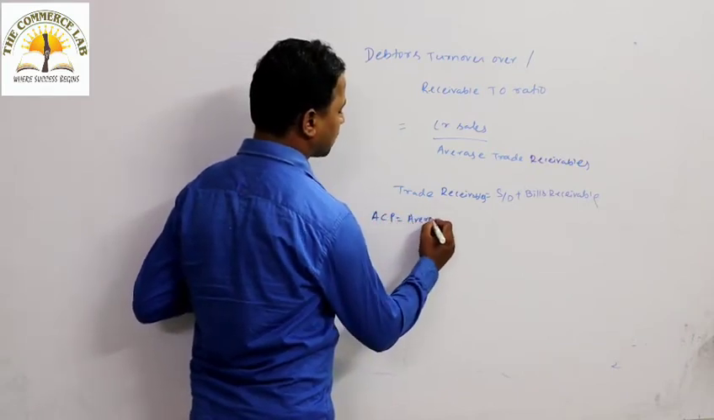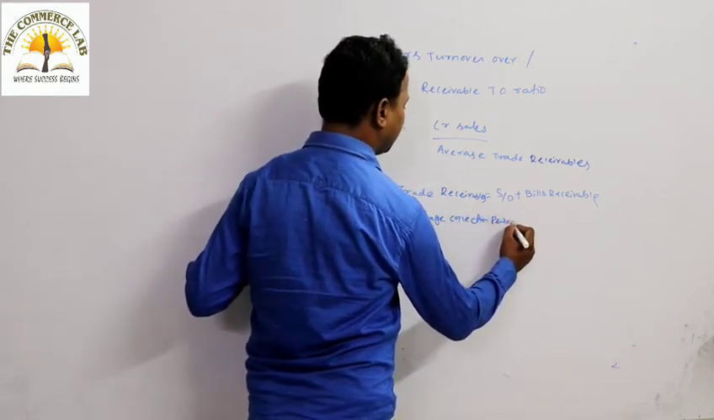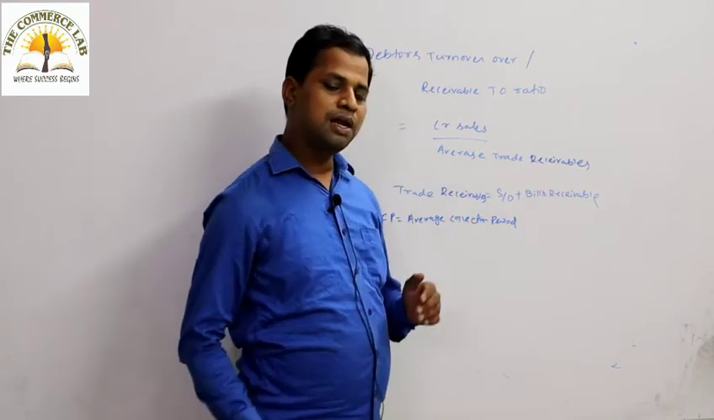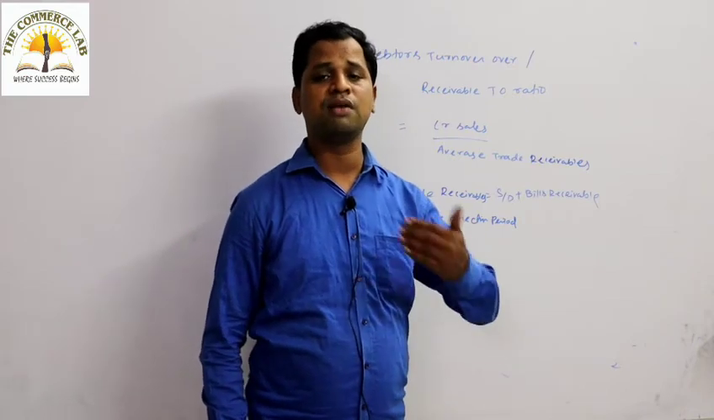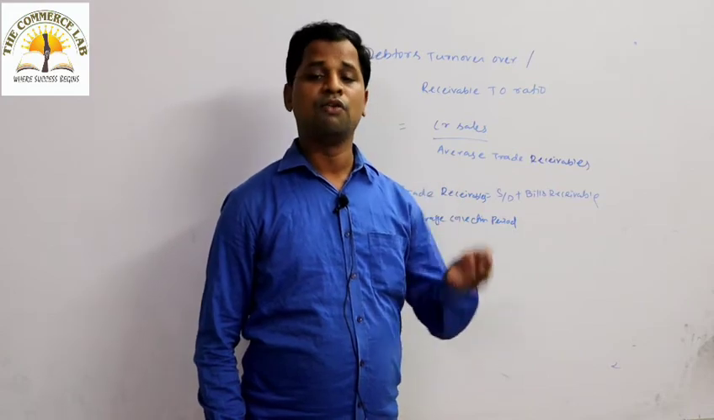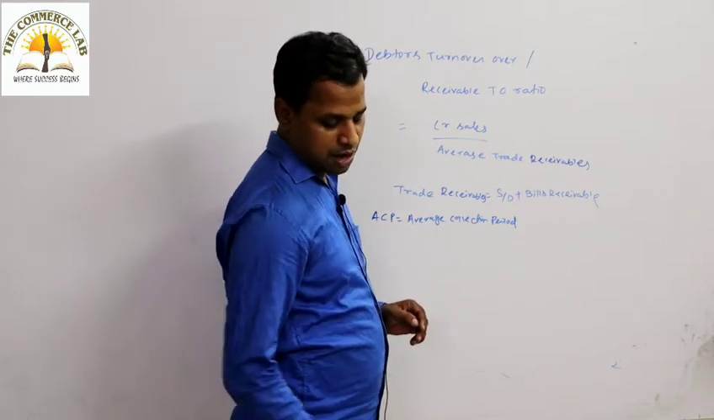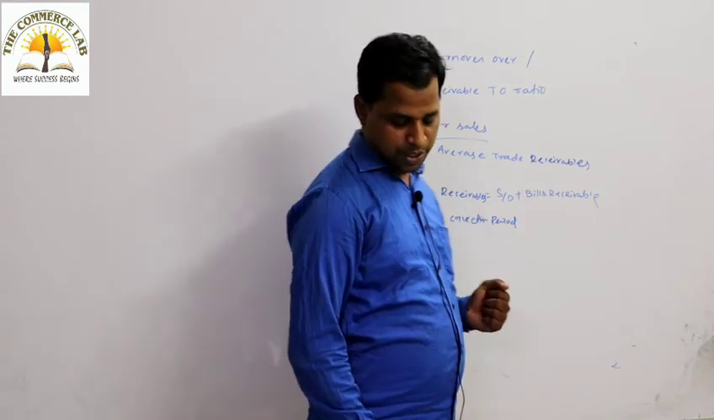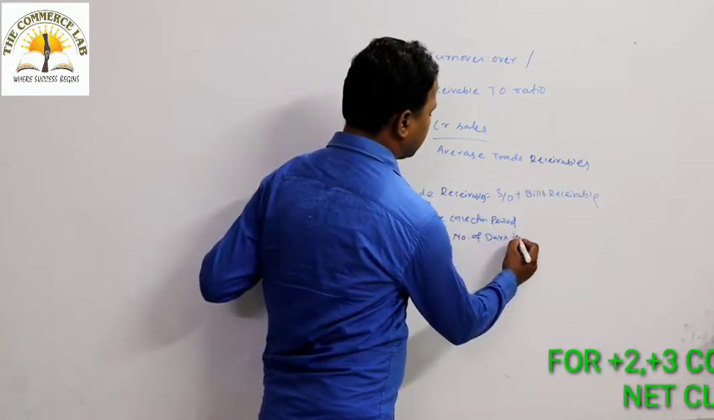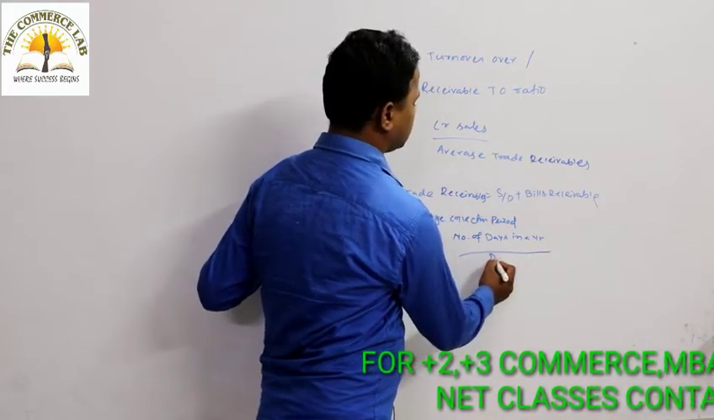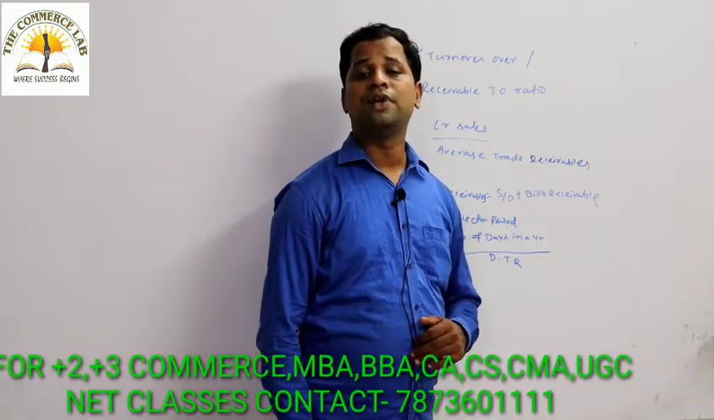Then average collection period. What do you understand by average collection period? How many days an organization is taking for collecting the money which is tied up with the debtors. That is known as what? Average collection period. How to calculate the average collection period? That is number of days in a year divided by the debtors turnover ratio. With this formula we can calculate the average collection period.